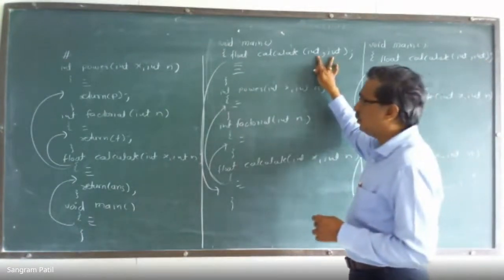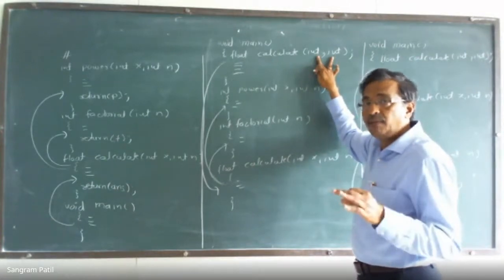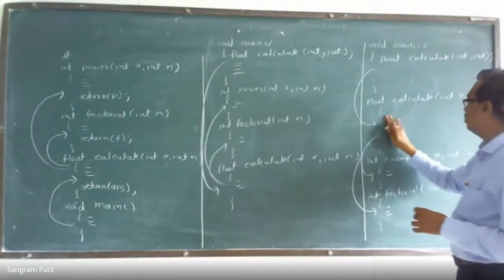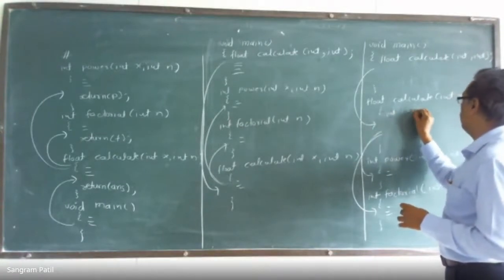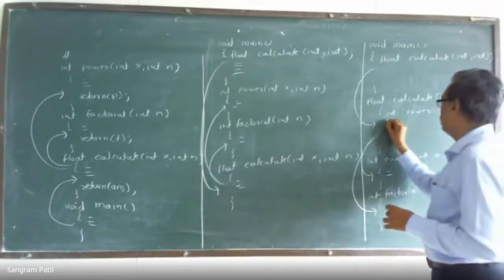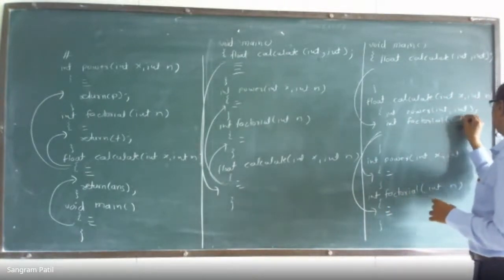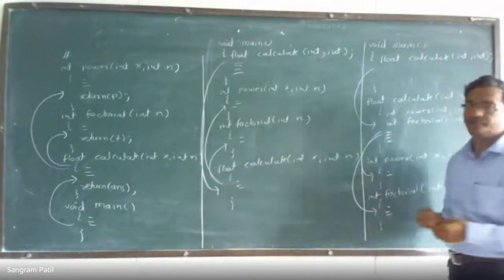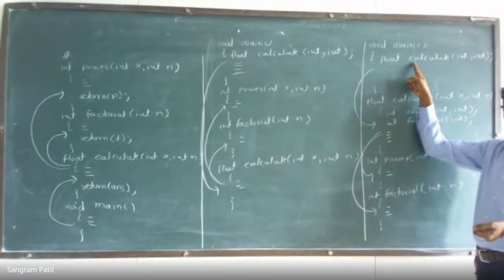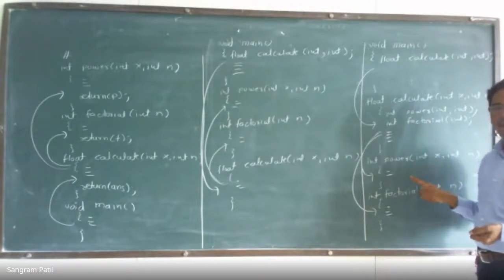While declaring, we don't mention the variable. We mention only the data type, because the variable can be anything. Data type is a must. Now here we are calling two functions, so we have to write integer power integer comma integer, and then integer factorial integer. So in the main program, we are declaring only calculate. In calculate, we are declaring power and factorial because we are calling these two. And then we have written power and factorial.